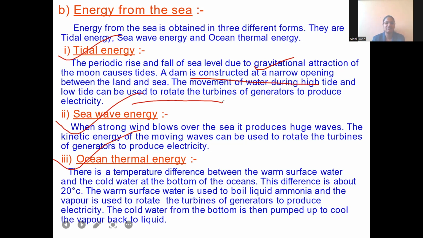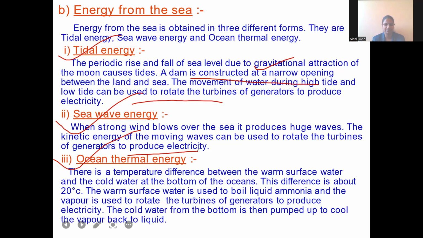Next, we have sea wave energy. Whenever a very strong wind blows over the sea, it produces very large, huge waves. The kinetic energy of these waves is used to rotate the turbines, through which we will produce the electricity.